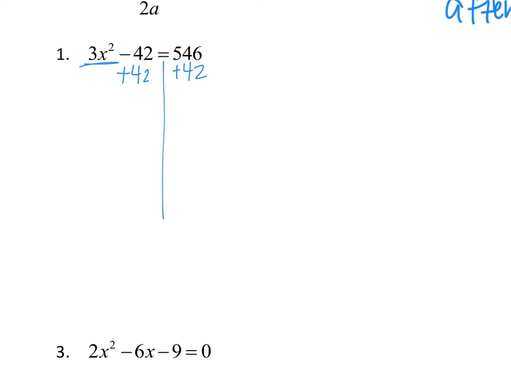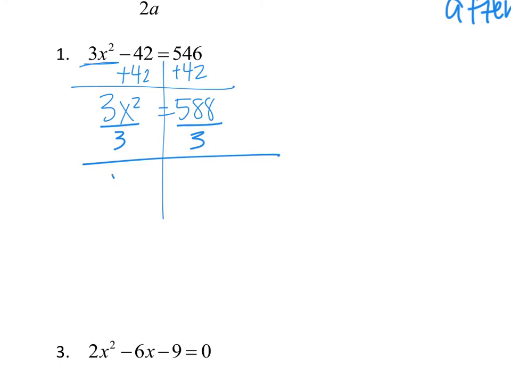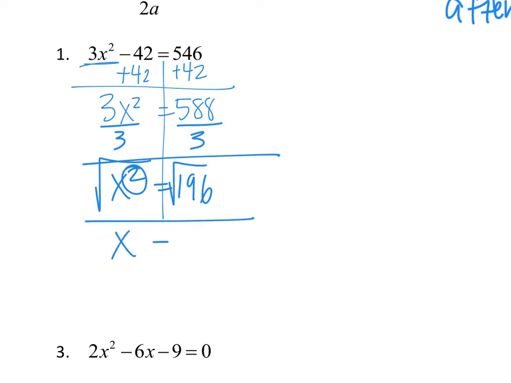So add 42 to both sides. 546 plus 42, and we get 588. Divide by 3. X squared is 196. And then to get rid of this square, we just have to square root on both sides. So the square root of 196 is 14.